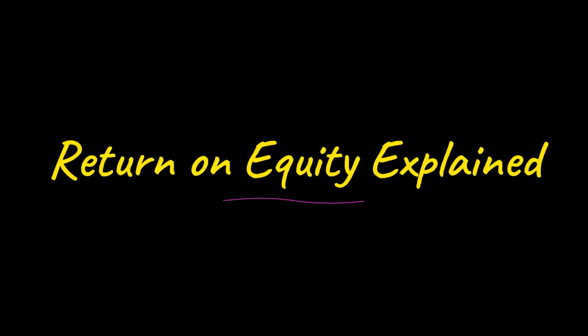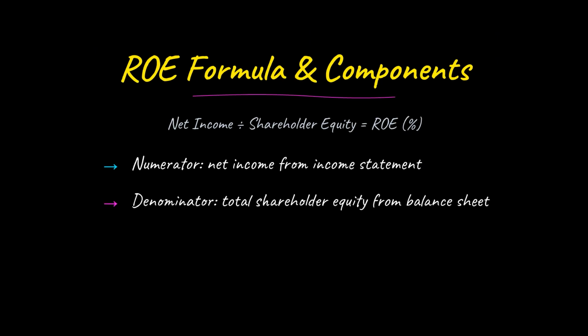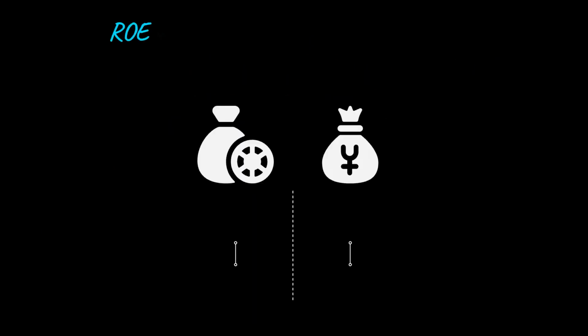Return on equity is a profitability ratio that measures how much net income a company generates for every dollar of shareholder equity. Unlike return on assets, it isolates the owner's perspective, showing how productively their contributed capital is being put to work. The formula divides net income by total shareholder equity. For example, a firm with $90 million of net income and $300 million of equity earns a return on equity of 30%. 30 cents of profit for every dollar owners have invested.